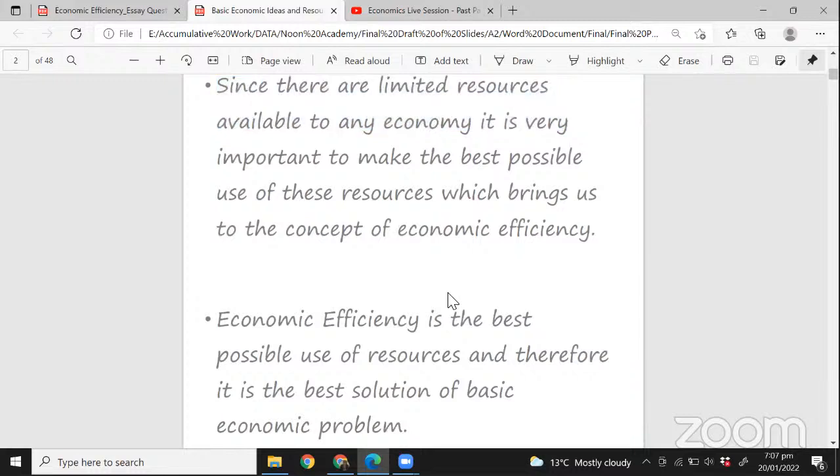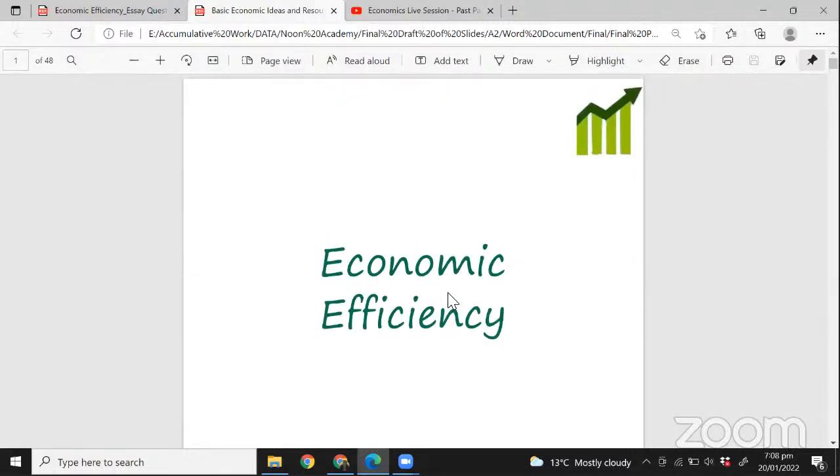Okay, so now what we are doing in today's class, we are starting off with the first topic of A2 economics, which is economic efficiency. So what we'll do in each of our classes, we'll quickly revise the concept in the first half, and then in the second half, we'll do past papers related to that topic. So the first topic is economic efficiency, and that is what we have started off with.